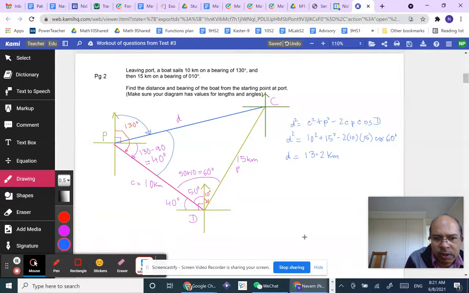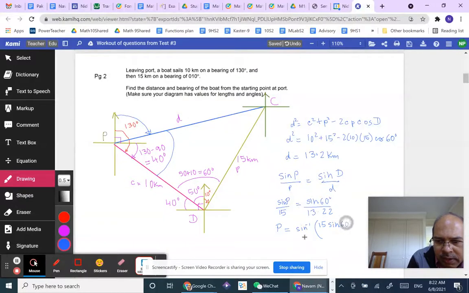You can use the sine rule. So sine P divided by p is equal to sine D by d. Sine P divided by 15, which is the opposite side, is equal to sine 60 over 13.2, which we already found. From this you can get the value of P, and P will be equal to the sine inverse of 15 sine 60 divided by 13.22, which is 79.1 degrees. Just use a calculator for it directly.